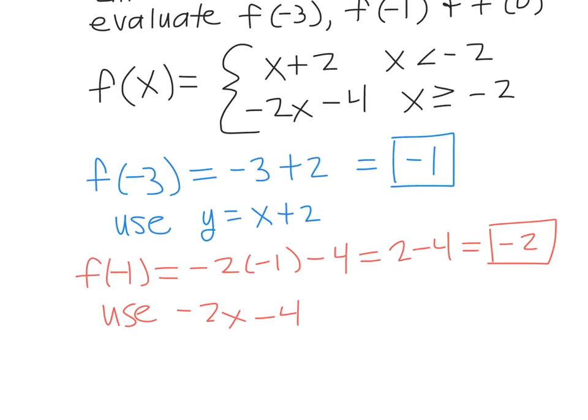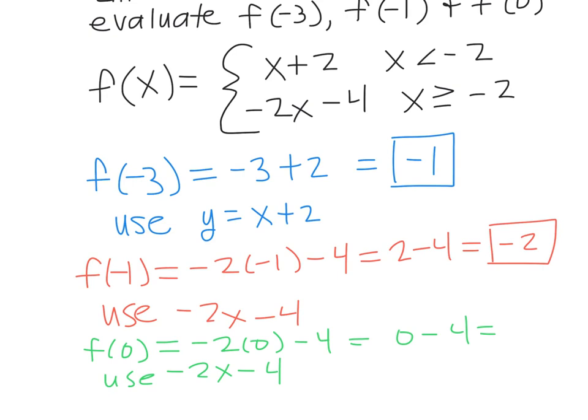All right, finally, we want f of 0. So that 0 is greater than -2, so we're again going to use the piece that says -2x minus 4. So -2 times 0 minus 4, 0 minus 4. So our evaluation is -4.